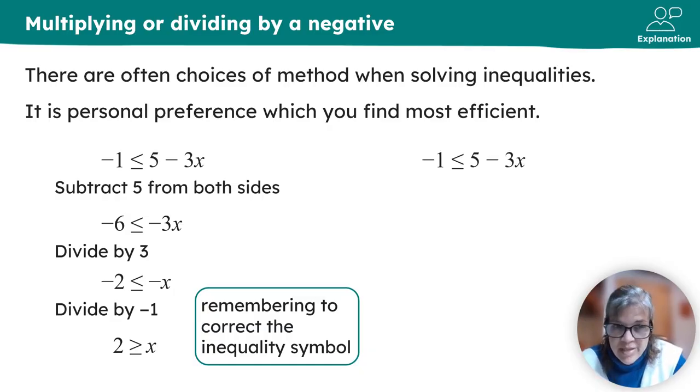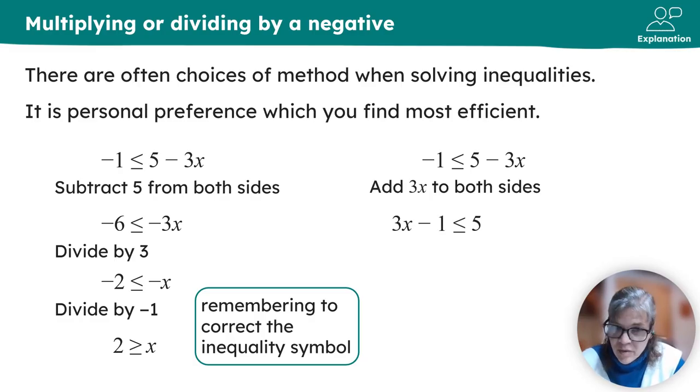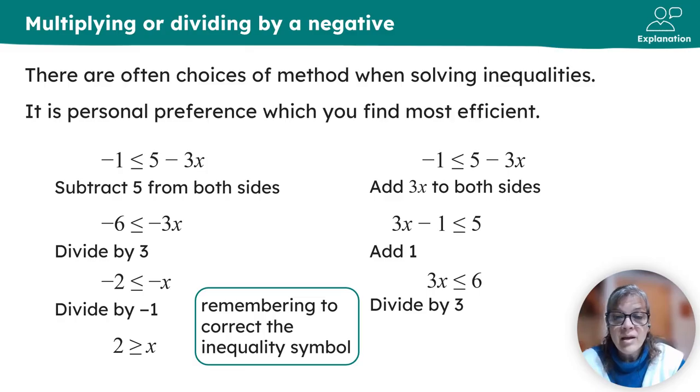You could do the same thing by moving the negative term to the other side, adding it on the other side. So you could add 3x to both sides. So 3x - 1, keep the inequality the same. Then I could add 1 to both sides. 3x is less than or equal to 6. I end up getting, divide by 3, x is less than or equal to 2.